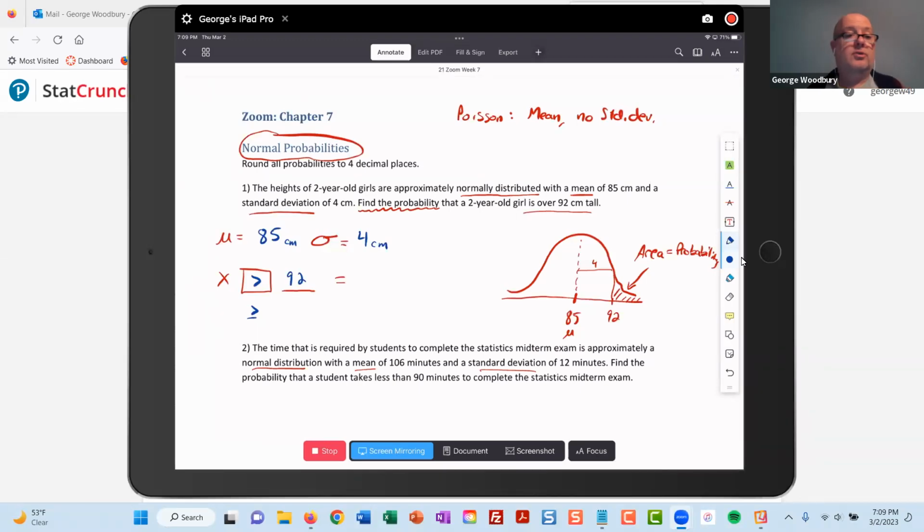All right, I'm going to start up StatCrunch here in a moment, but I do want to write down the directions for getting to the calculator. This one is under Stat, Calculators, Normal.